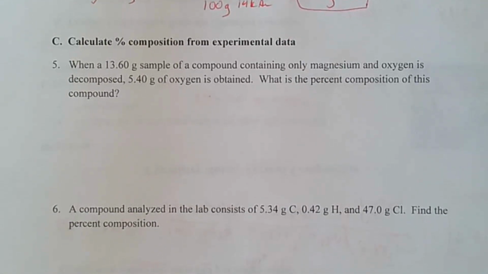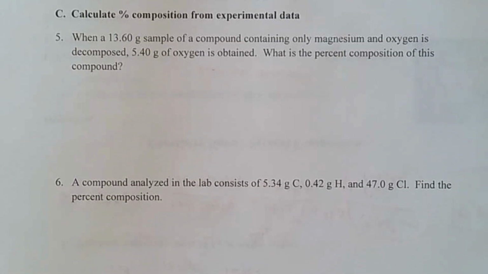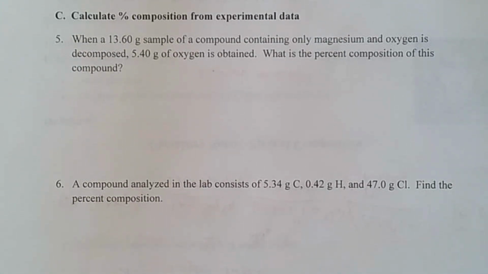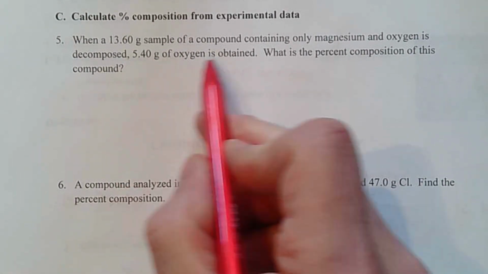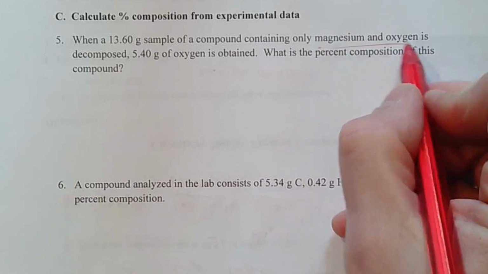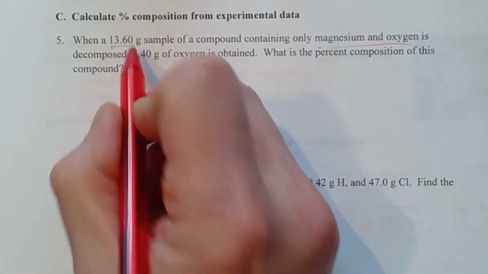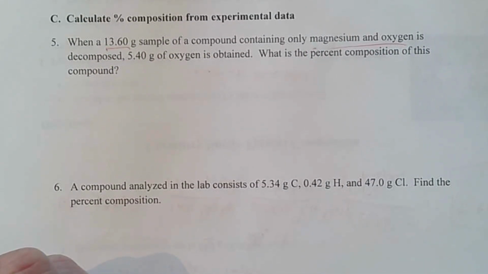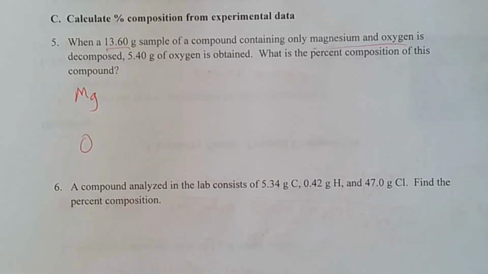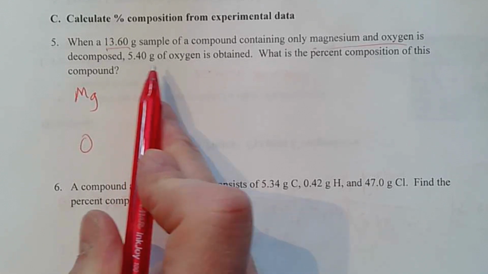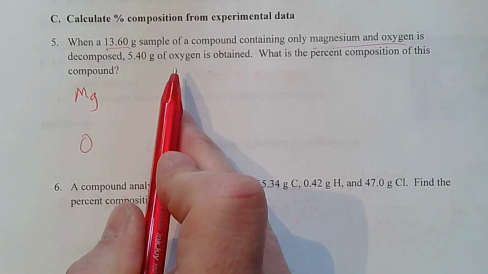Now, the third style of problem you might see on these experimental things is you're given actual lab data, and you want to determine the percent composition. You're told that this compound contains only magnesium and oxygen, and you got 13.6 grams. I need to find the percent composition of these two things. 5.40 grams of this was determined to be oxygen.